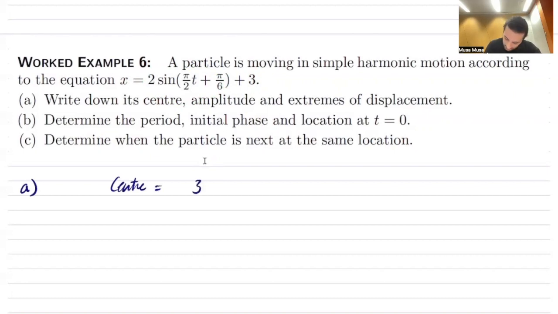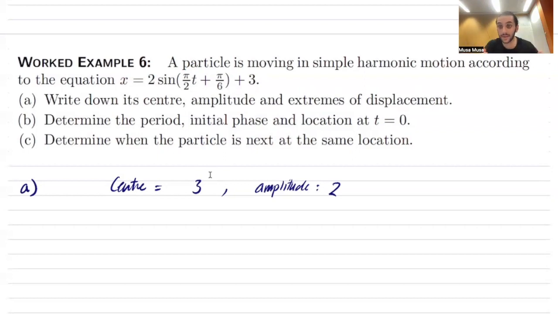Lovely. What else do we need? The amplitude. I think that's pretty obvious as well. That's just 2. And then it says the extremes of displacement. What that means is how high and how low are you going?